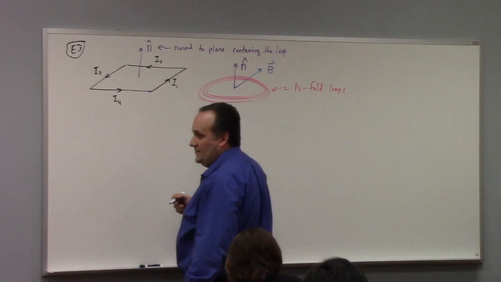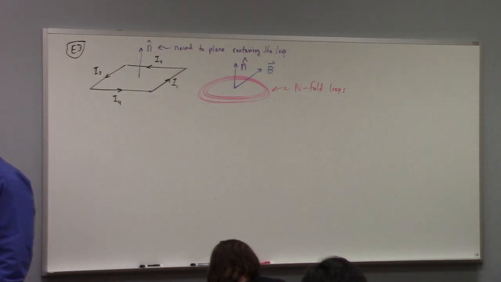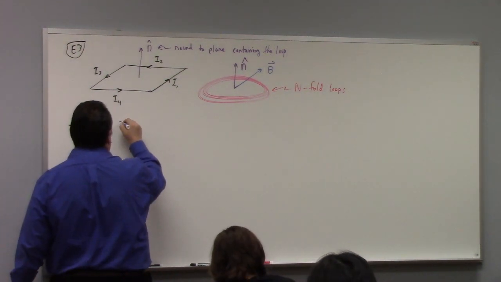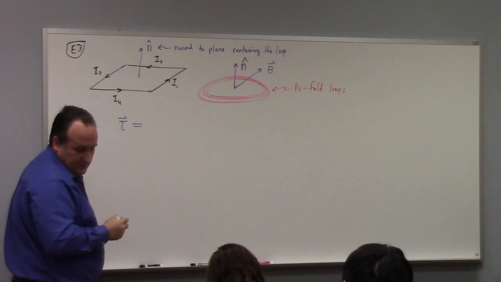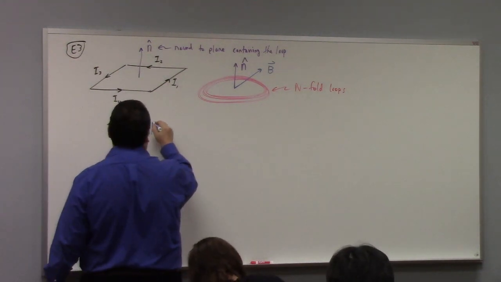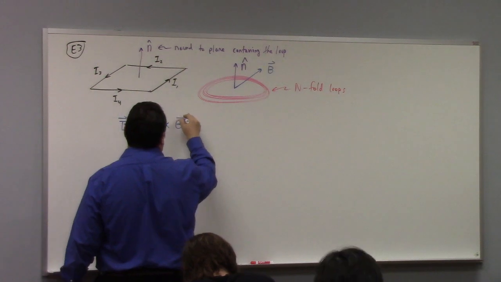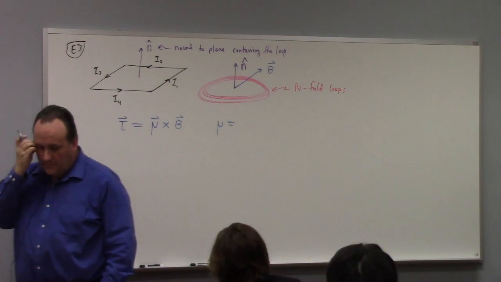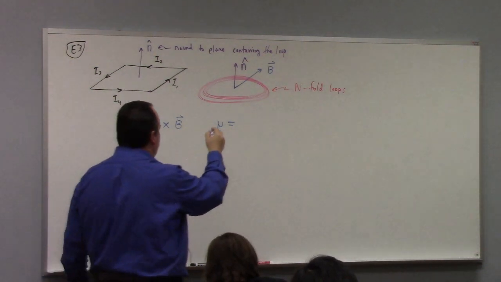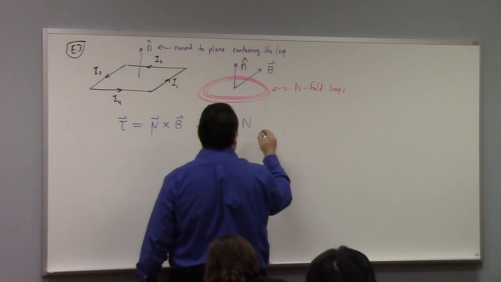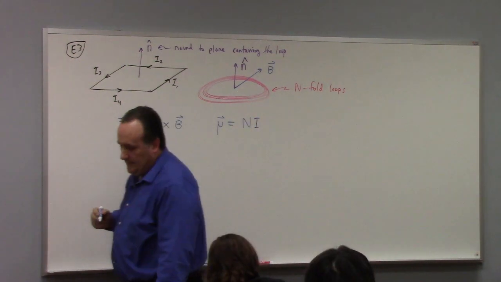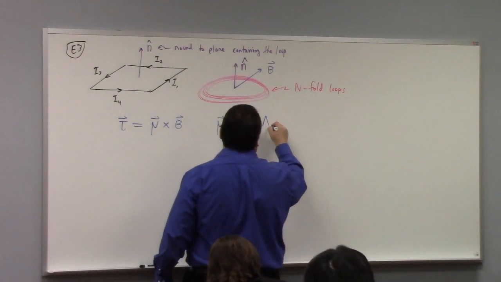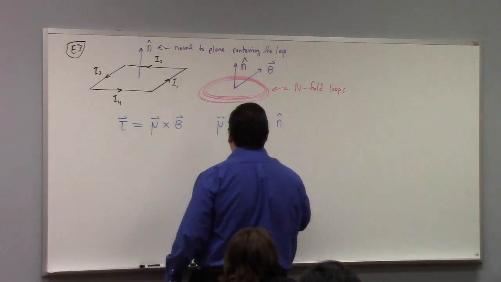I'm sorry, I have violated my color code for magnetic field at the moment. You'll forgive me. But anyway, the torque, which is a vector, is equal to mu cross B. And I'll define mu in a second here. Mu is equal to N I A times n hat, where mu is a vector: N for the number of loops, I for the current flowing, and A for the area of the loop. And n hat is its direction.